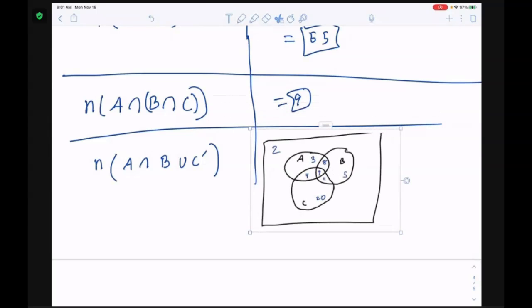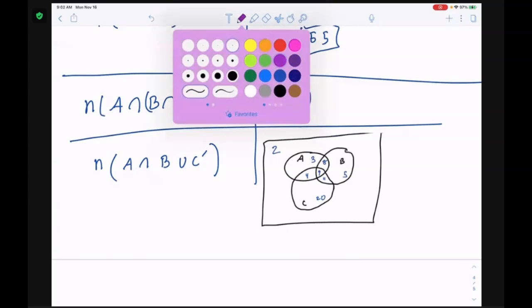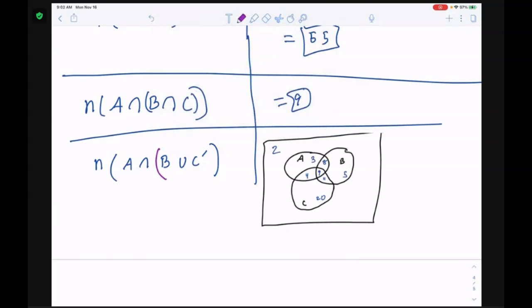All right, so first off, let's find B union C prime. That is everything that is in the circle of B combined with everything outside the circle of C. Should be then everything that is on B plus everything that is on both A and C? No. Well, no, the first thing we're going to do is this piece right in here. So let's first take care of B union C prime.